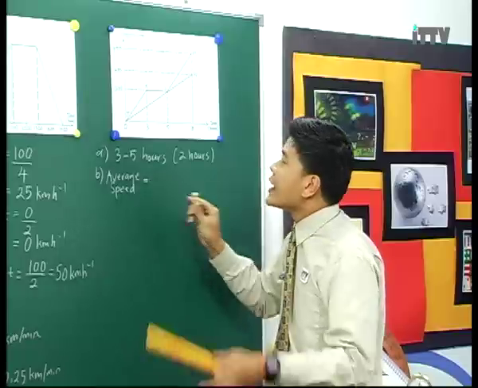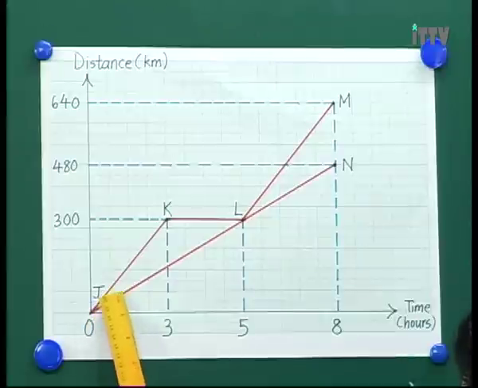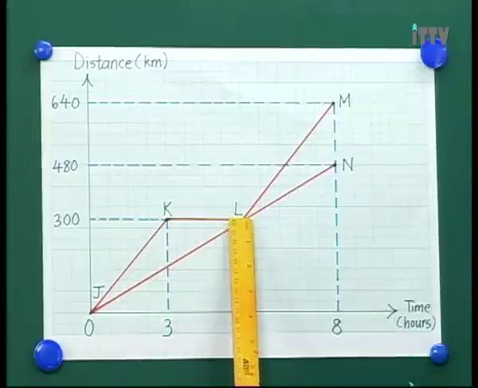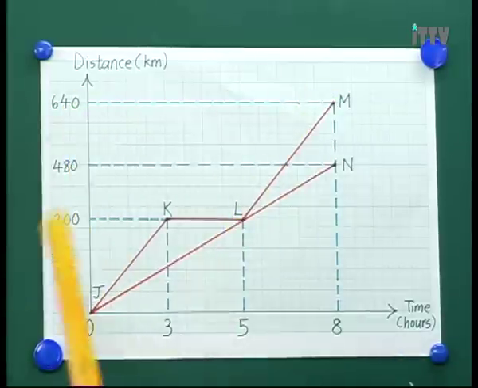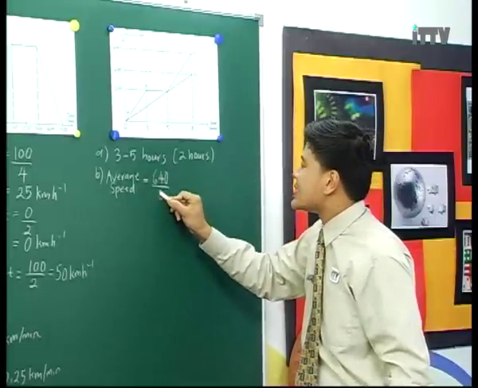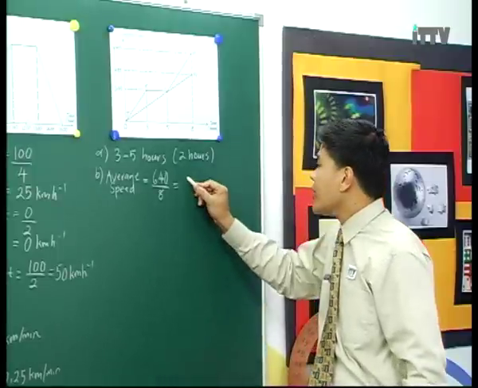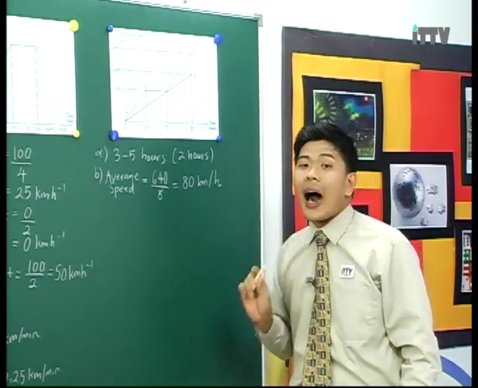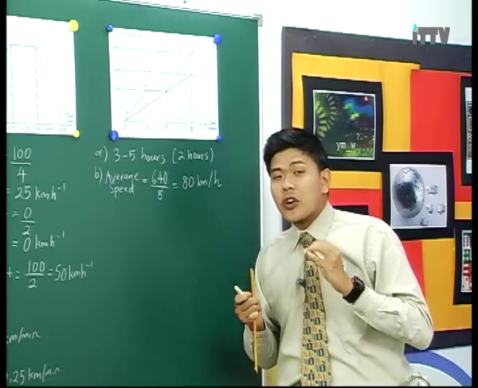So let's take a look at the total distance traveled by the lorry. It is from here to here, 300 kilometers, then it doesn't move. And from here to here is another 340 kilometers. So a total of 640 kilometers. And the time taken is 8 hours. So the average speed of this lorry is 80 kilometers per hour. Remember to analyze. Don't look at the car yet because we are just focusing on the lorry.